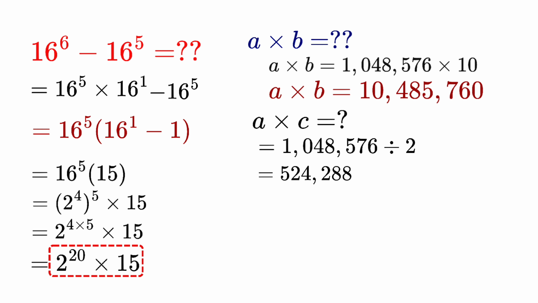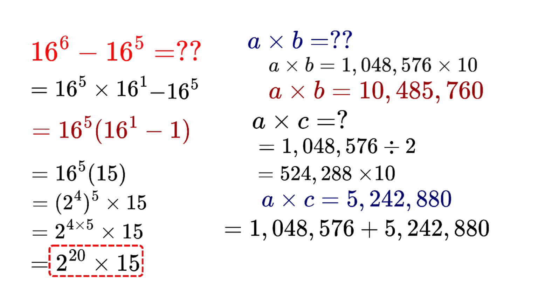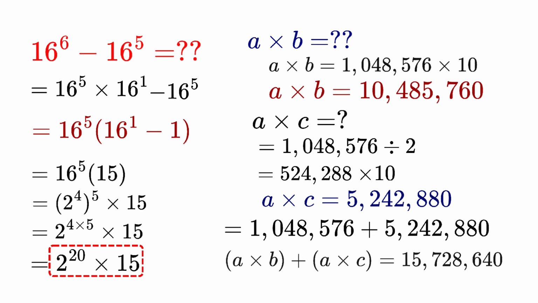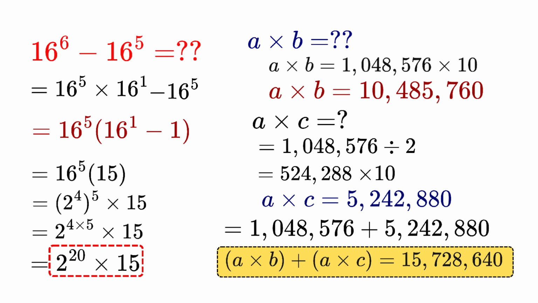Now multiply it by 10. 524,288 times 10. Just add a 0 at the end, and we get 5,242,880. Now, add these two results together. We get 15,728,640. And there we have the answer to our problem.